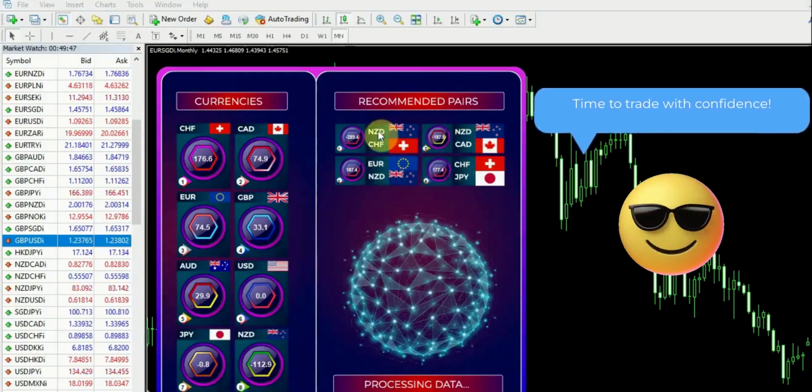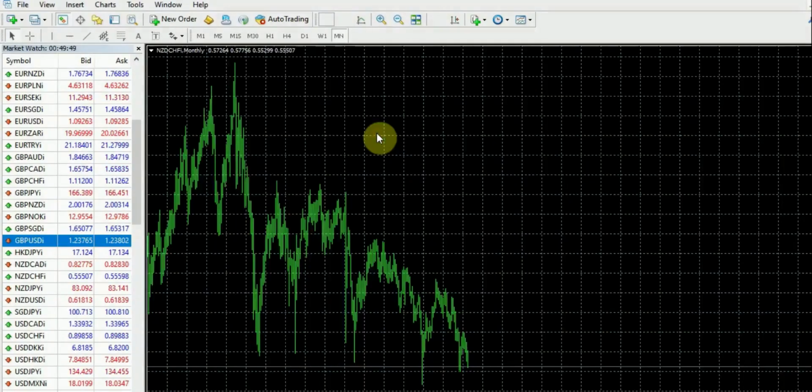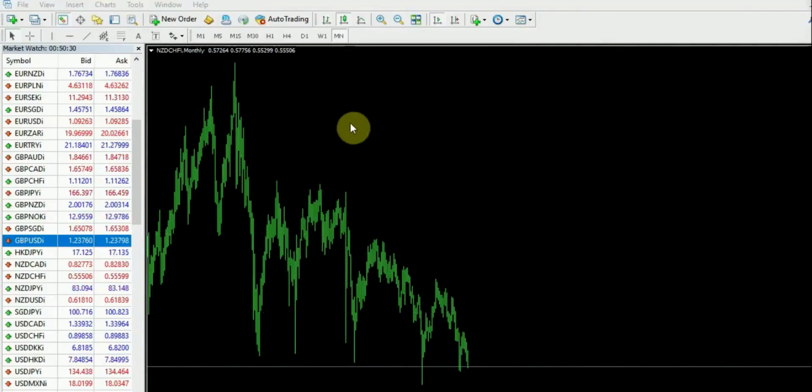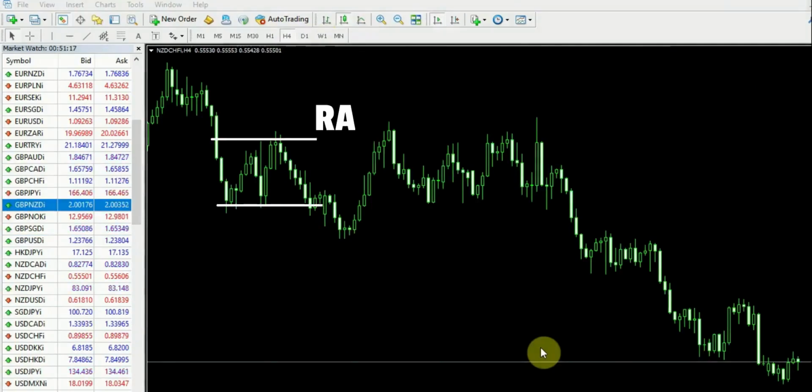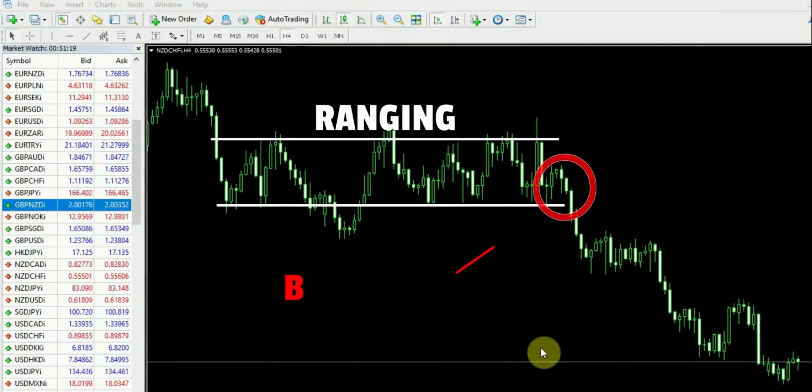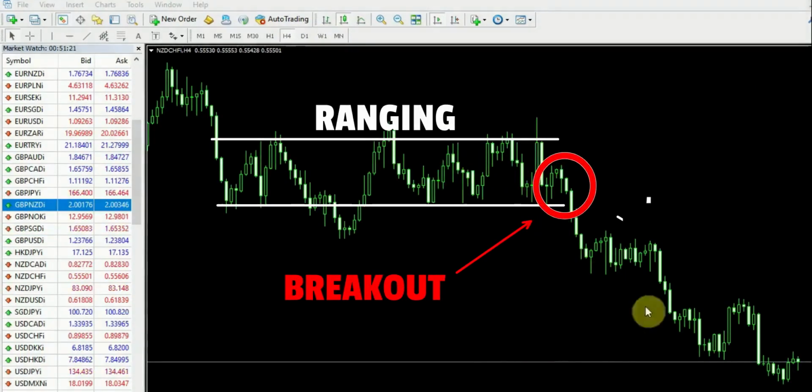So let's go ahead and click on the NZD Swiss. And here you see we have that chart. Let me just change the time frame. Just by looking at our chart here, we can definitely see that we are in a downtrend.